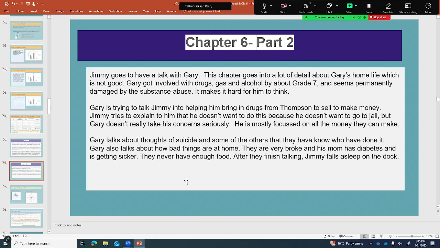So Gary is trying to talk Jimmy into helping him bring in drugs from Thompson to sell to make more money. Jimmy tries to explain that he really doesn't want to do this because he doesn't want to go to jail, but Gary doesn't really take that seriously. He's mostly focused on all the money they can make. I want to point out this is in part because Gary has somehow become the breadwinner. He's the one bringing home the money. His parents are not doing that anymore.